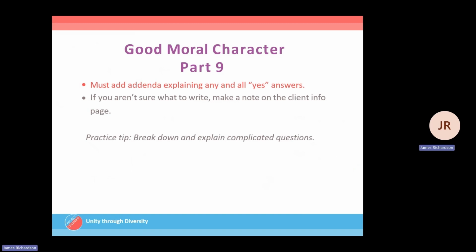Okay, so good moral character. This is where it gets a little bit tricky, and I think where some of the maybe more hidden dangers can come into play. This is a section where it's essentially asking all these yes or no questions. If any of them are checked yes, we want to add an addendum explaining why we're checking yes to this. If you're not sure what to write, that's okay. Just make a note on the client info page.